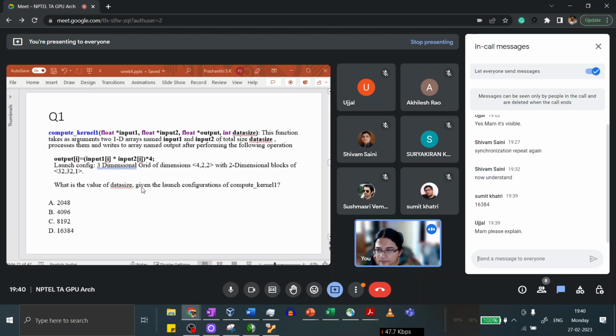So what you are asked is, what is the value of data size? So how would you figure this out? Think about it. So from the launch configurations, what would you get?